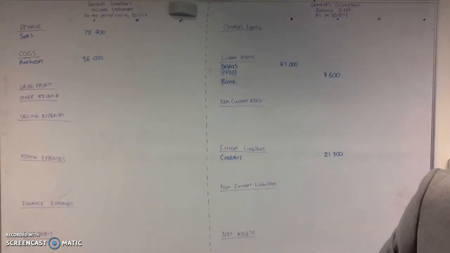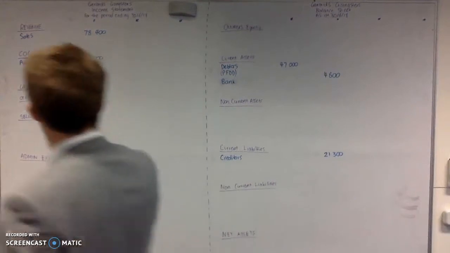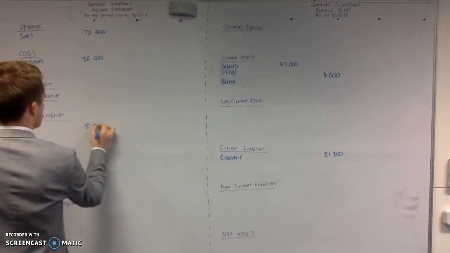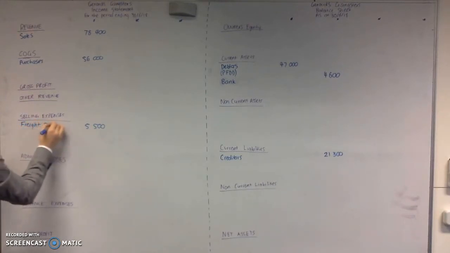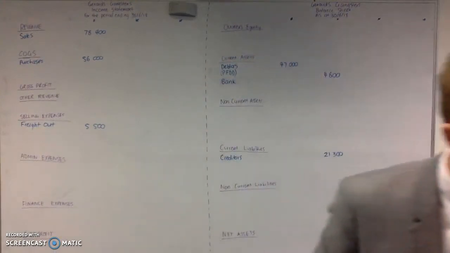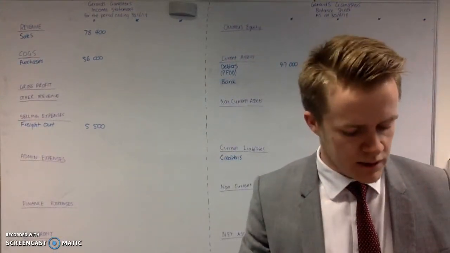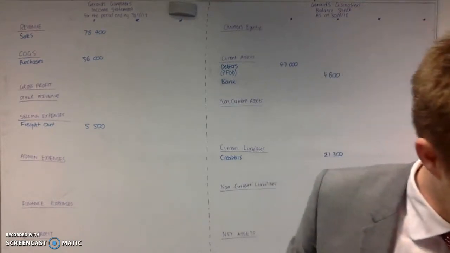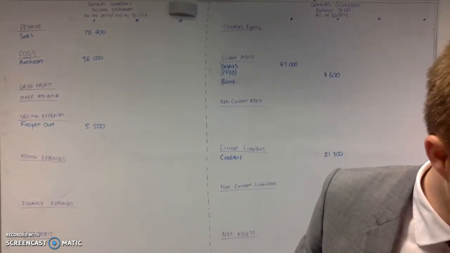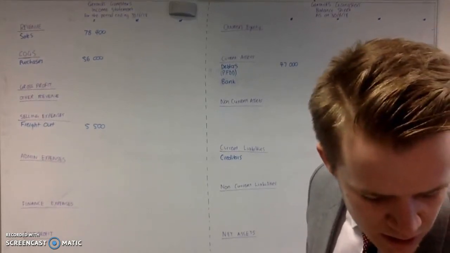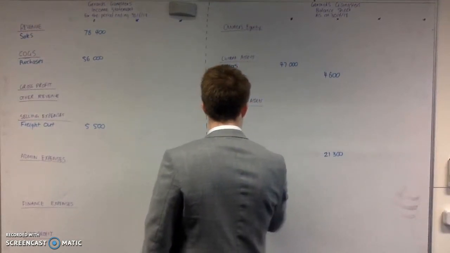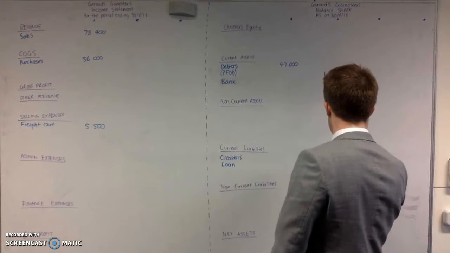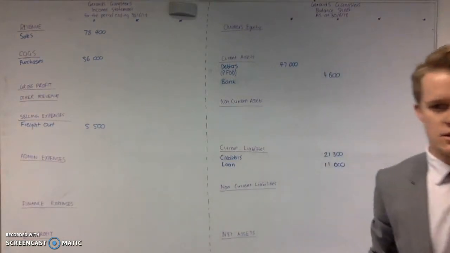$4,600. Freight out. That's shipping out of the business. That's going to be a selling expense for $5,500. Next one, loan short term. Again, could be current asset, current liability, depending on the debit or credit balance. Most often, and as is the case with this one, we've got a credit side balance for $11,000. It's a short term loan, so it's going to be a current liability. $11,000.